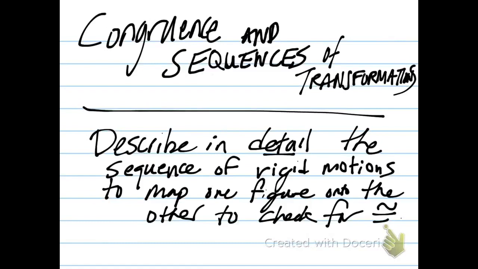with congruence. So how can you tell two shapes are identical? And the key word here, we've talked a lot about congruence in the past, but the key word I want us to focus on is sequences. How can you describe a set of steps?